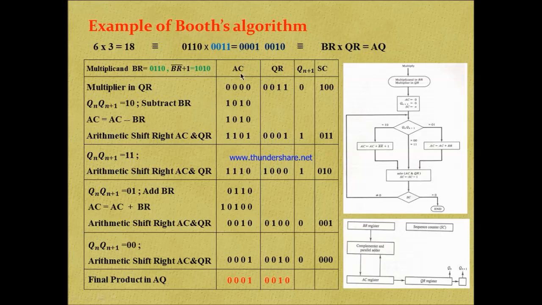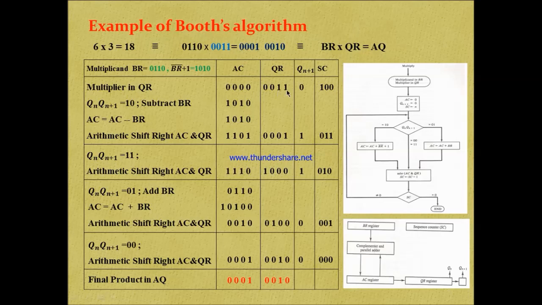So this is the AC register, this QR and Qn plus 1 and SC. According to the flowchart we can see that we have to initialize everything. So we have initialized the AC to 0000 and QR equal to 0011, and Qn should be initialized to 0, Qn plus 1 should be initialized to 0, and the SC is equal to 4. Why is it 4? Because the multiplier has 4 bits.